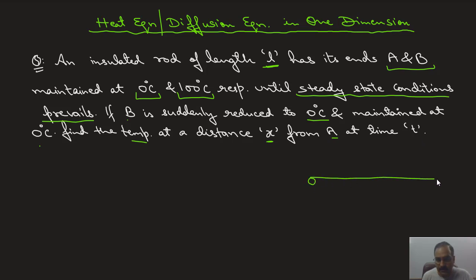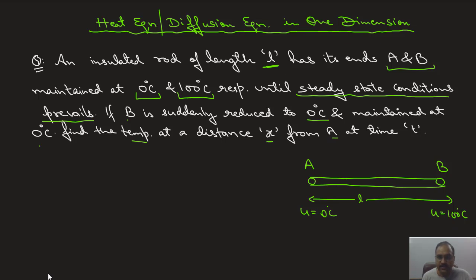We have a rod of length L, and this is our end A, this is our end B. Starting off, we have maintained the temperature at end A as u equal to 0 degrees Celsius, and at B we have maintained 100 degrees Celsius. Later on, after the steady state conditions prevail, we have taken the temperature of B and reduced it to 0 degrees Celsius. We have not changed the temperature at A. So we have to find the temperature distribution.